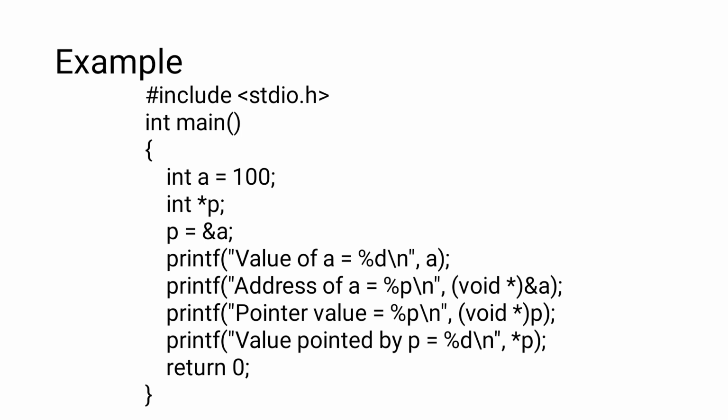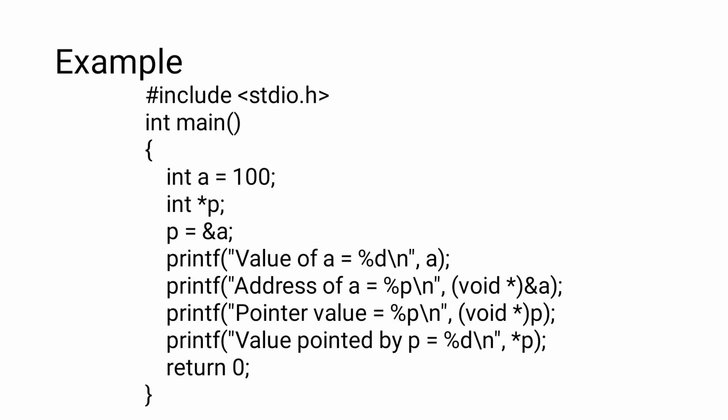Whatever the pointer, it may be integer, float or char, it should be converted into void type here, because only void type is accepted by percentage p. So if I want to display the address of any variable, or the address of a pointer, I have to give void star. I have to convert the other type into a void star, a void type pointer. That's why here we have given void star and address of a. So this displays address of a equal to, what is my address? A's address will be displayed here.